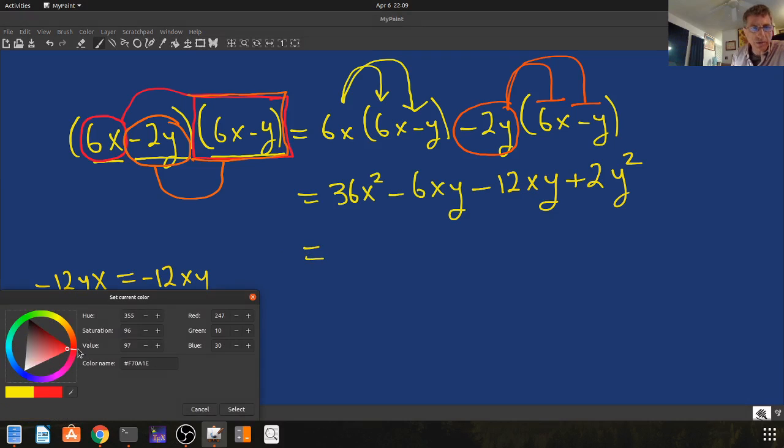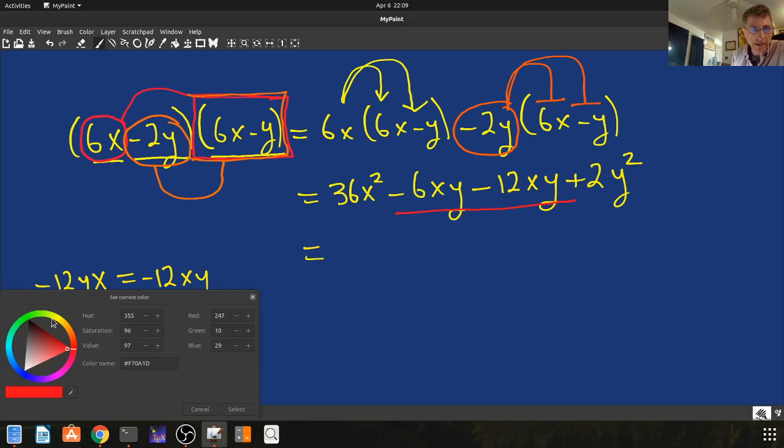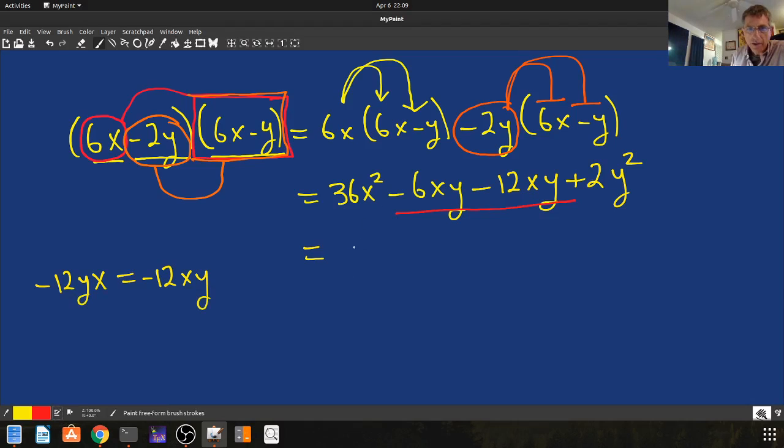So now we're going to collect like terms. And our like terms are kind of already collected for us. They're right here. So the answer turns out to be 36x squared minus 6xy minus 12xy is minus 18xy. And then at the very end I have plus 2y squared.